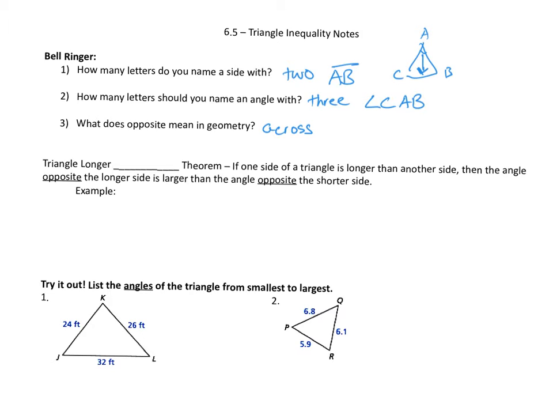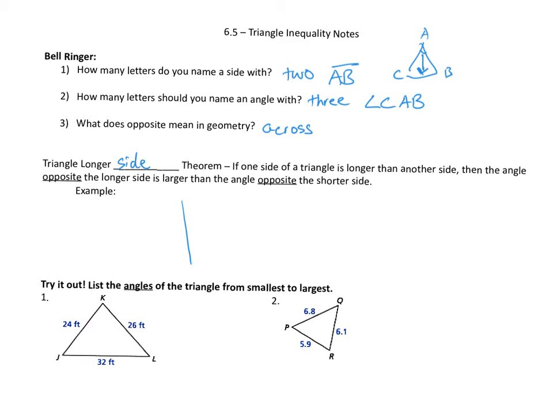Okay. Next, the triangle longer side theorem basically says if one side of a triangle is longer than the other side of the triangle, then the angle opposite the longer side is larger than the angle opposite the shorter side. This is basically in terms of relationships.